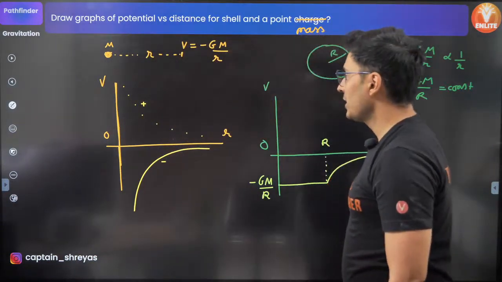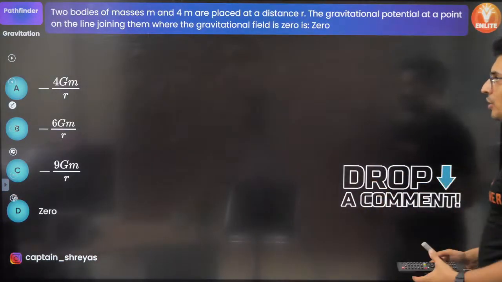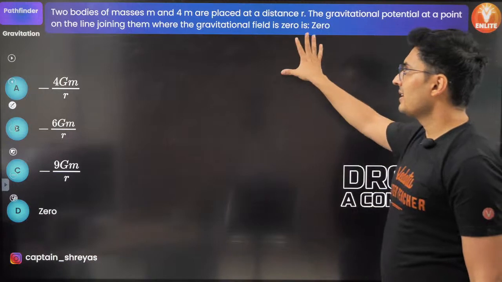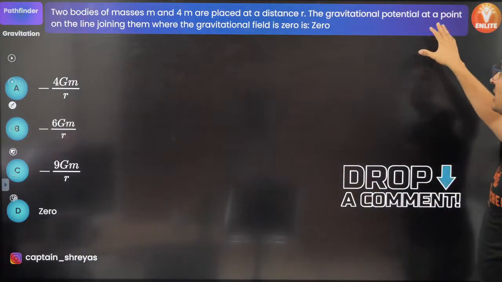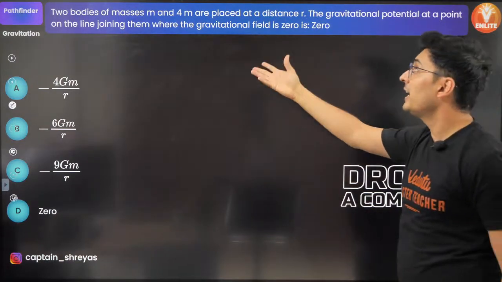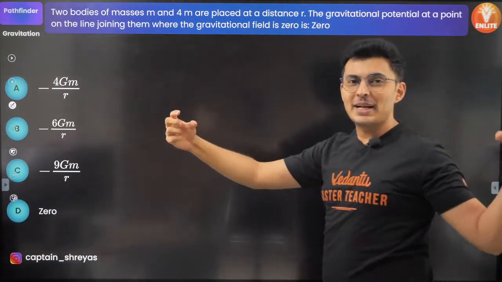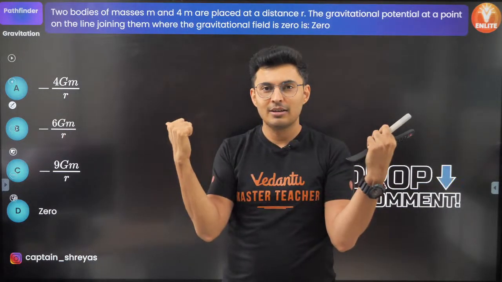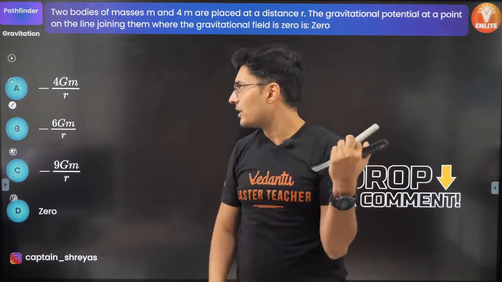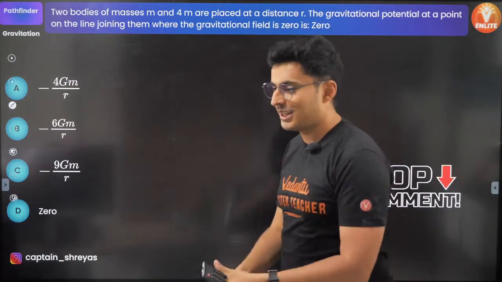I have a homework question for you. Two bodies are there at some distance, and the potential at a point has to be found where the field is 0. So two masses are there, somewhere in between their fields will cancel. At that point, what is the potential? Yes, it will not be 0, I'll tell you that.